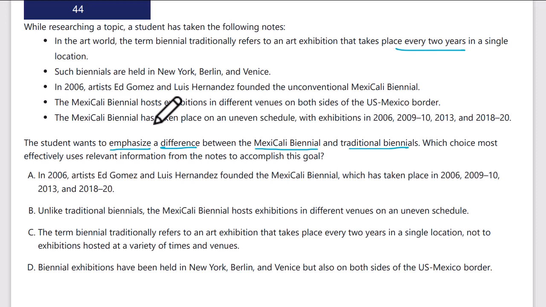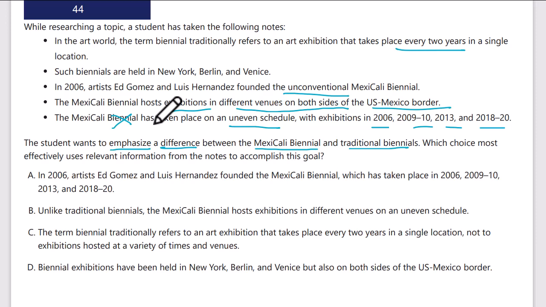In 2006, artists Gomez and Hernandez founded the unconventional Mexicali Biennial. So this is different. It's unconventional. How? Why? Let's figure it out. The Mexicali Biennial hosts exhibitions in different venues on both sides of the U.S.-Mexico border. So this is different. It's not in just one city. It's across cities, even across country lines. The Mexicali Biennial has taken place on an uneven schedule with exhibitions in '06, '09, '13, '18. So it's not really a biennial, right? It's actually every few years. So they call it a biennial, technically not a biennial though.